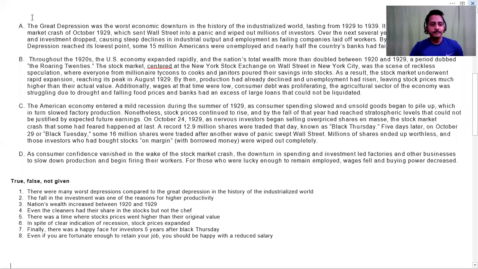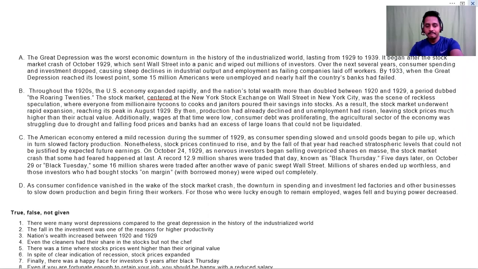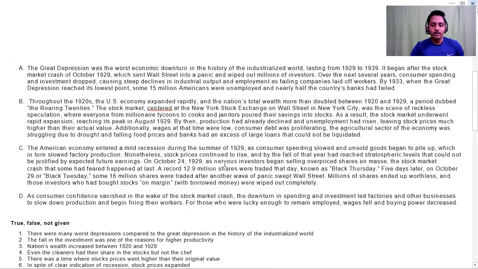Anyone needs more time? All right. What is the answer for the first one? There were many worst depressions compared to the Great Depression in the history. Excellent, Vandana. Anybody? Excellent, Pooja. Why is the answer false? Manjusha, why is the answer false? Kanchan, why? Rashmi, why? Mini, why? Rami says not given, expected. Lakshya says not given, expected.